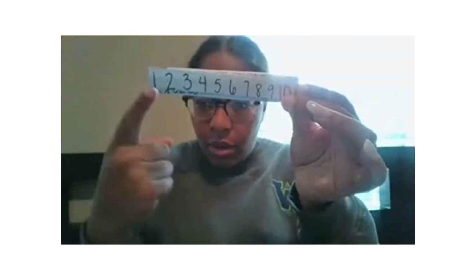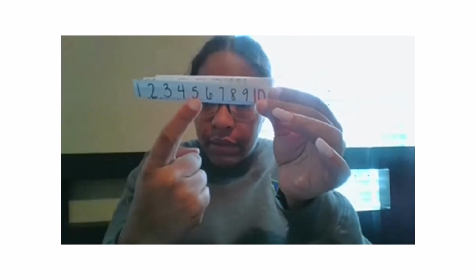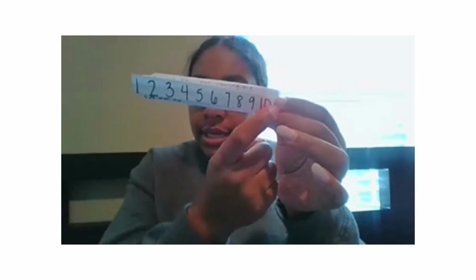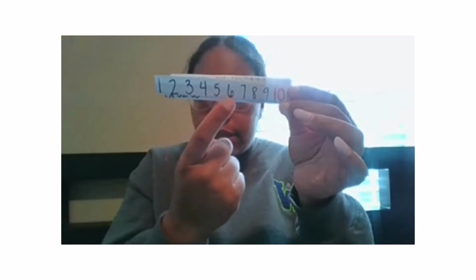So we have 1, 2, 3, 4, 5, 6, 7, 8, 9, 10. How many tens do you have? You have 1 ten. Great job. So we're going to say 10. We're going to say the number. They're going to say it the say ten way. So let's do it again. 1, 2, 3, 4, 5, 6, 7, 8, 9, 10. Great job.